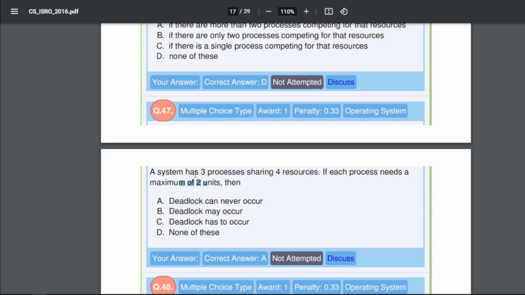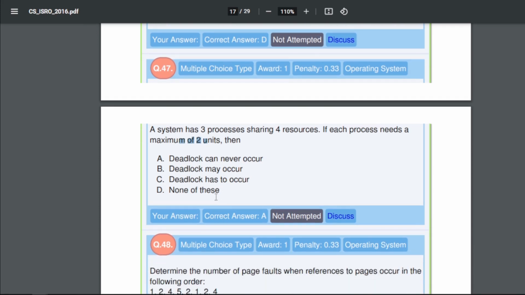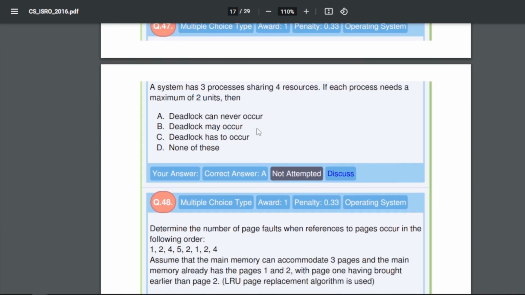You can see that if one process is holding 2 units and another process is holding 2 units, then obviously the third will wait for either of them to leave, since one process will completely release its 2 resources. So deadlock can never occur in this case.